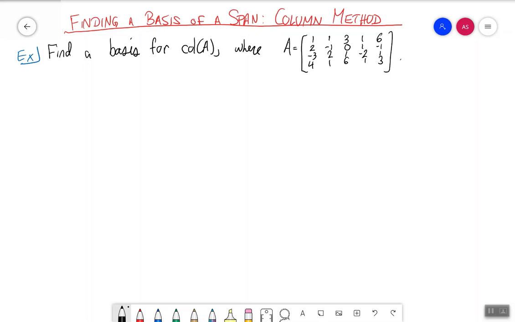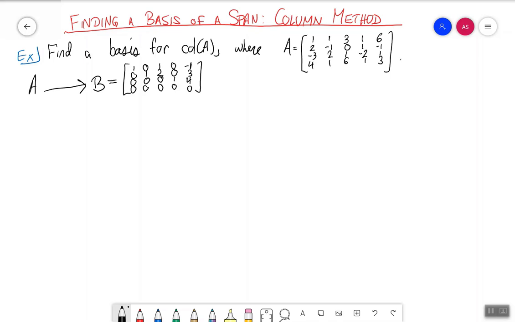Find a basis for the column space of this matrix A. To start with, I'm going to reduce this to its reduced row echelon form. Although, to make this work, we really only need it to be in row echelon form, but I happen to have it written in my notes in reduced row echelon form, so that's what I'm going to write. Here's the reduced row echelon form.